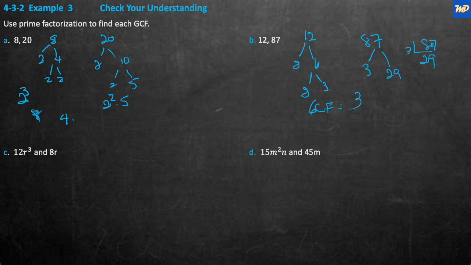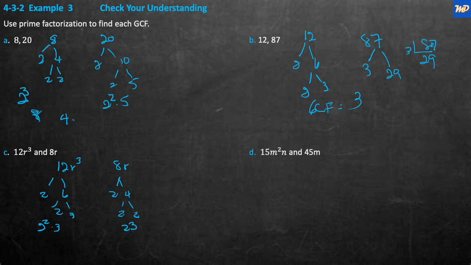Let's go over here and do 12r cubed and 8r. And remember, we saw that earlier, that the letters are already kind of handled for you, aren't they? So 12r cubed goes 2, 6, 2, 3. So we have 2 squared and 3. And over here we have the 8, which is 2, 4, 2, 2, which is 2 cubed.